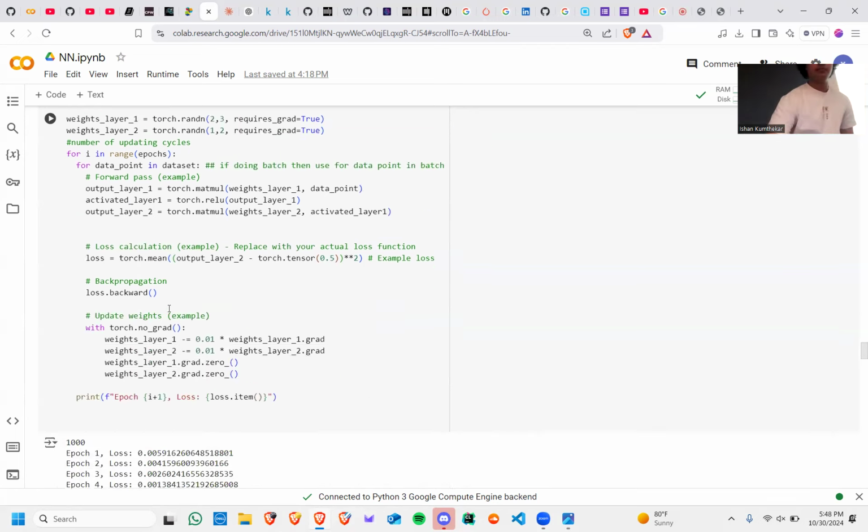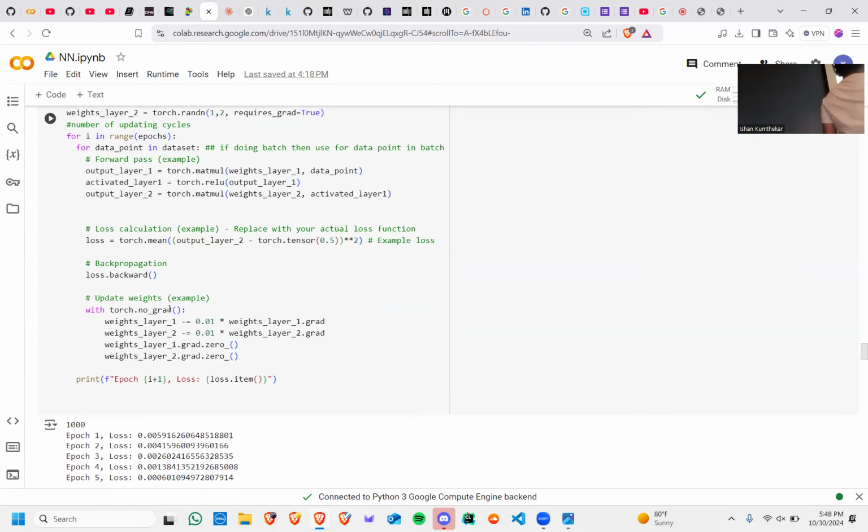Now comes the updating step. What you do is essentially for each weight in this weight layer, you multiply the learning rate times the gradient. And you do this for the second layer as well. And after you do this, you want to obviously set the gradients equal to 0, because with a new loss calculation, you'll have different gradients. So this is the important updating step. Take all of your weights, subtract the learning rate times the gradient to move them in the direction of minimum loss, and do this for all weights in your neural network.